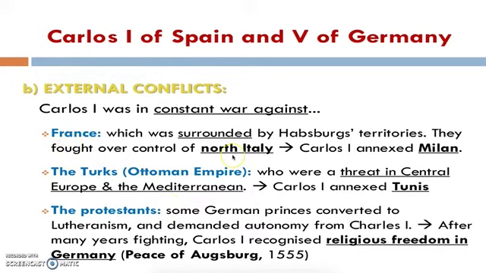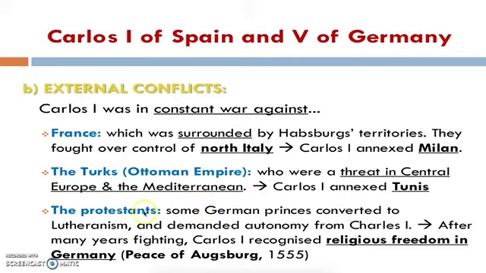In the case of France, the country was surrounded by the Habsburg territories. Habsburg is the dynasty that was ruling in Spain. France and Spain fought over the control of the north of Italy, and Charles I won, and he annexed Milan to the Habsburg Empire. In the case of the Turks, they were a threat, una amenaza, in the Central and East Mediterranean, and fighting against them, Charles I annexed Tunis in the north of Africa.